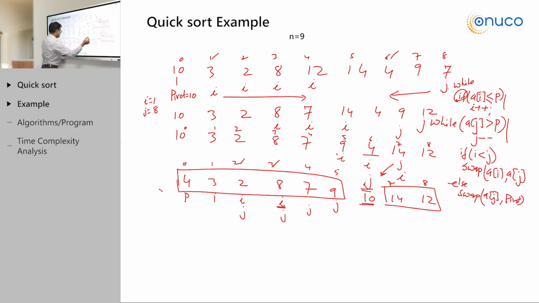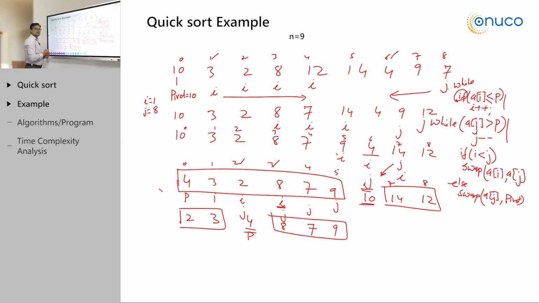Is I less than j? I is 3. Is 3 less than 2? No, 3 is not less than 2. It will come in the other part. So I have A of j and pivot. A of j is here and pivot is here. So we are going to swap it with the pivot element. So how does it look, friend? It goes like this: 2, 3, 4, 8, 7, 9. Look, this is the new pivot element, and the left side of the array is 2, 3, the right side of the array is 8, 7, 9.